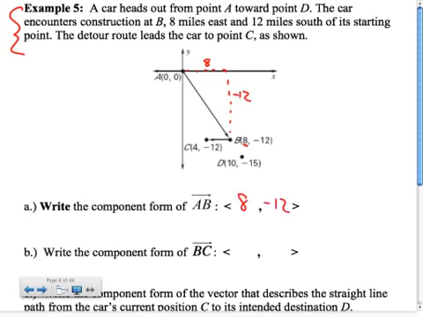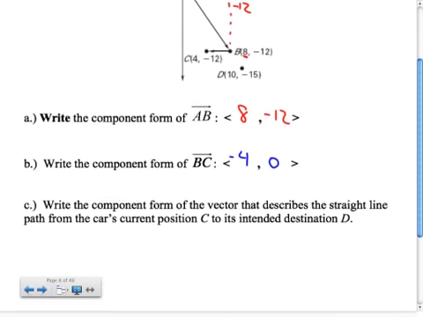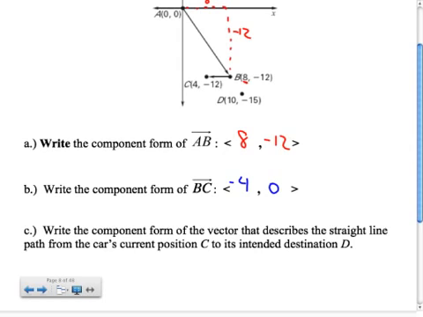Write the component form of BC. Okay, to go from 8, negative 12 to 4, negative 12, I got to go left 4, up 0. Left 4, up 0. Okay, again, this is just getting you comfortable with the component form of vector. And finally, let's see here, I'll stop right there. It says write the component form of the vector that describes a straight line path from the car's current position to its intended destination. In other words, write that vector right there. Okay, so it's vector CD.